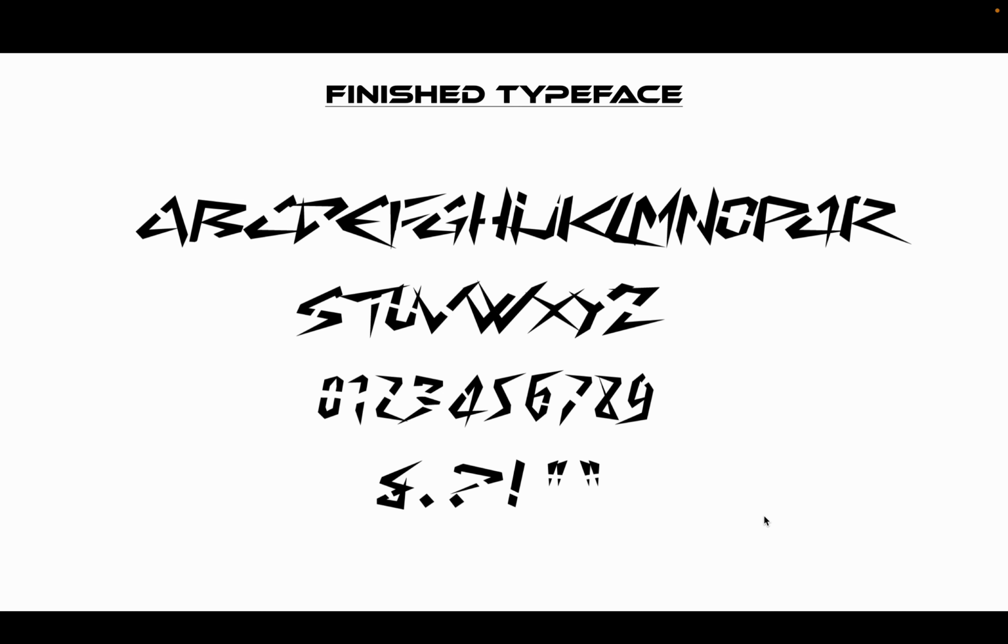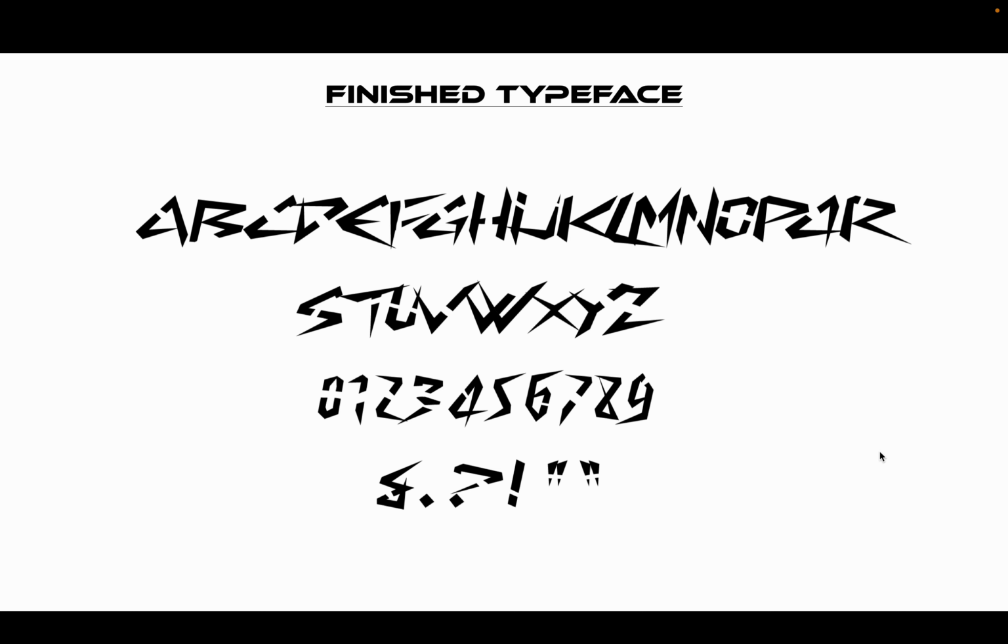So we move on to the finished typeface. As you can see at the top, we have the 26 letters of the alphabet, and then in the middle we have 0 through 9 numbers. And then at the bottom we have the 6 symbols. We have the @ symbol, the period, the question mark, the exclamation mark, and the two quote things. I guess I don't really know what to call them.